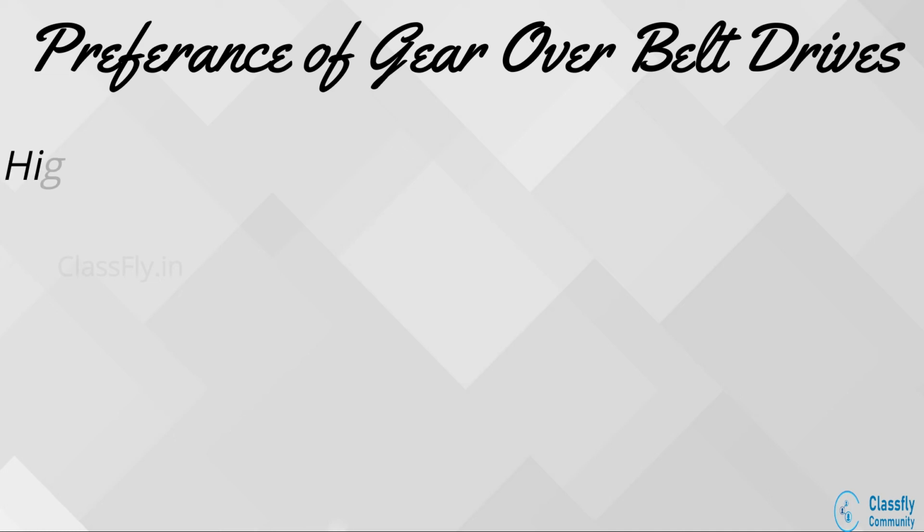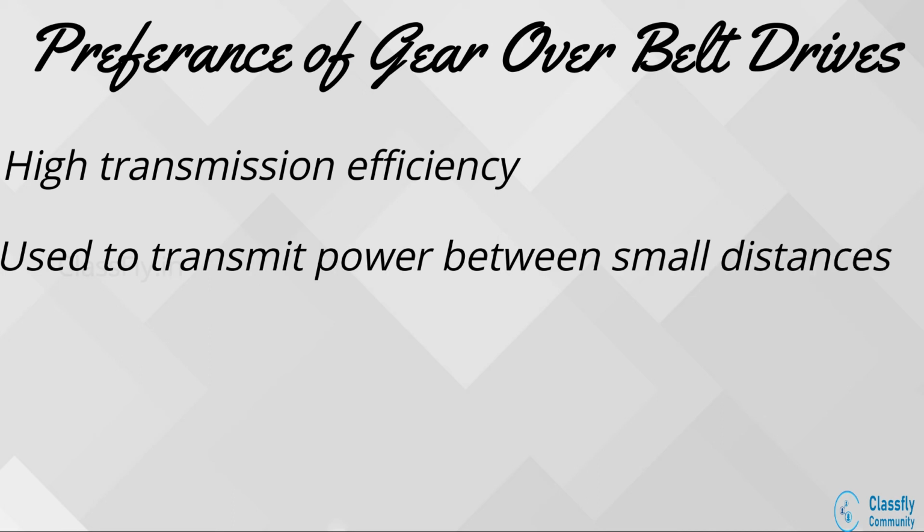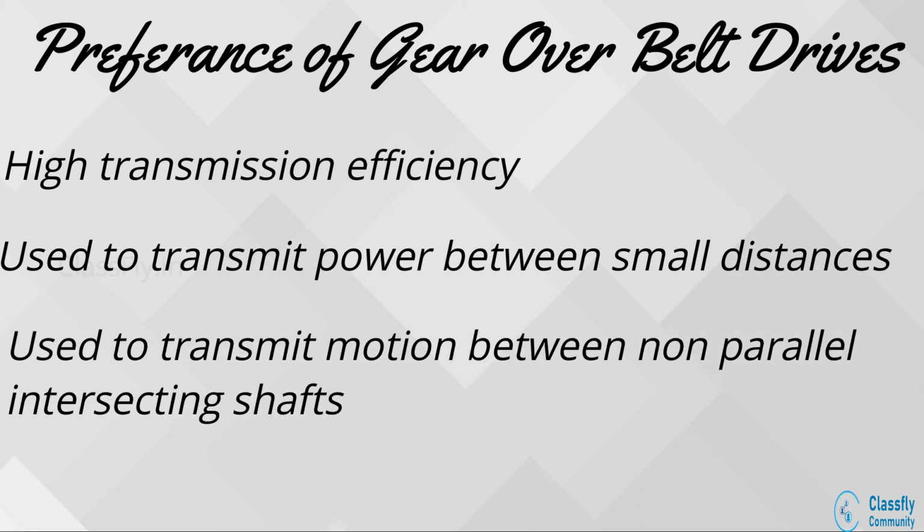Well, compared to belt drives, gear drives have a high transmission efficiency. Also, gear drives can be used to transmit motion over small center distances of shafts, unlike belt drives, which cannot be used for this purpose, as it will lead to a reduction in tension. Also, gears can be used to transmit motion between non-parallel intersecting shafts. Also, gear drives are the most compact compared to belt and chain drives.